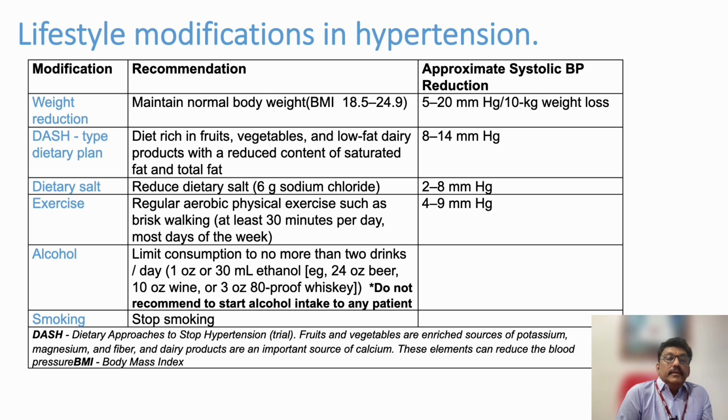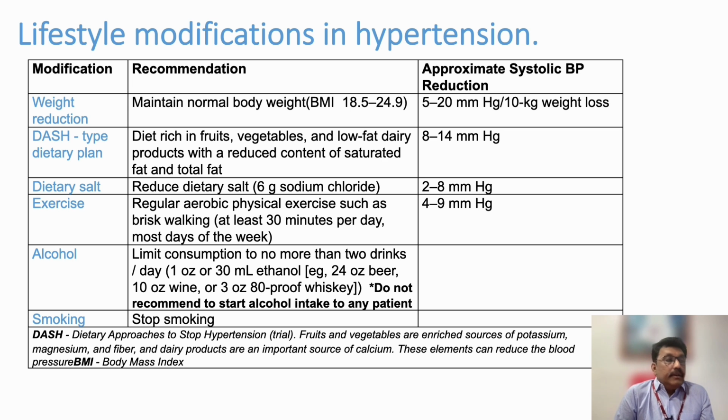DASH type of diet, that is dietary approach to stop hypertension. You have to advise the patient to take more fruits and vegetables, that increases the serum potassium level in the body, and it also relaxes the blood vessels. Low fat dairy products should be taken, and fatty foods should be reduced. Then salt should be reduced to 6 grams per day.